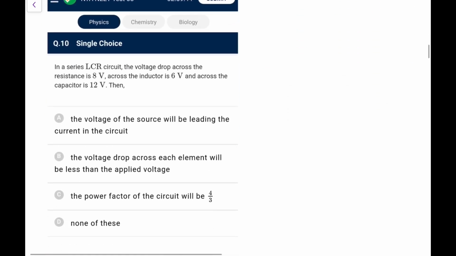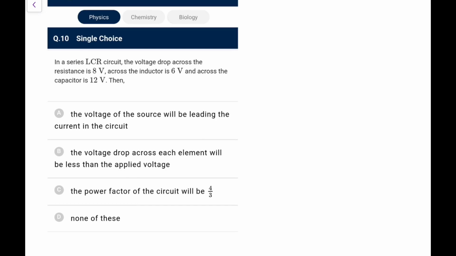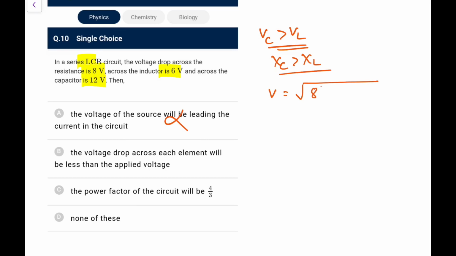Next one. Again the AC equation, in a series LCR, voltage across resistance, across inductor and across capacitor is given. So what we have, VC is greater than VL, it means XC would be greater than XL. That means the current is leading, so the voltage will be leading, wrong. Voltage drop across each element will be less than the applied voltage. So what would be the applied voltage here? Applied voltage we know is root of VR square plus (VC minus VL) whole square, that is 8 square plus 12 minus 6, that is 6 square, that is 10 volt. So voltage drop across each element will be less than the applied voltage? No, it is greater than that, so it is wrong.